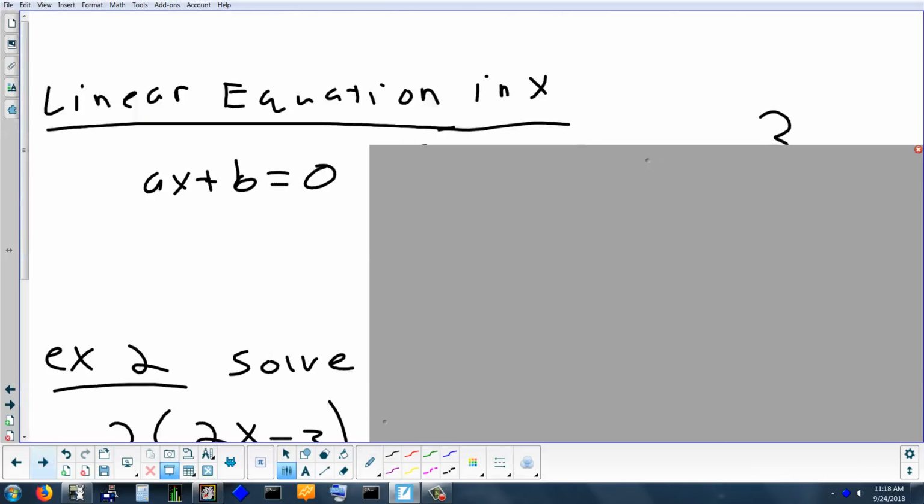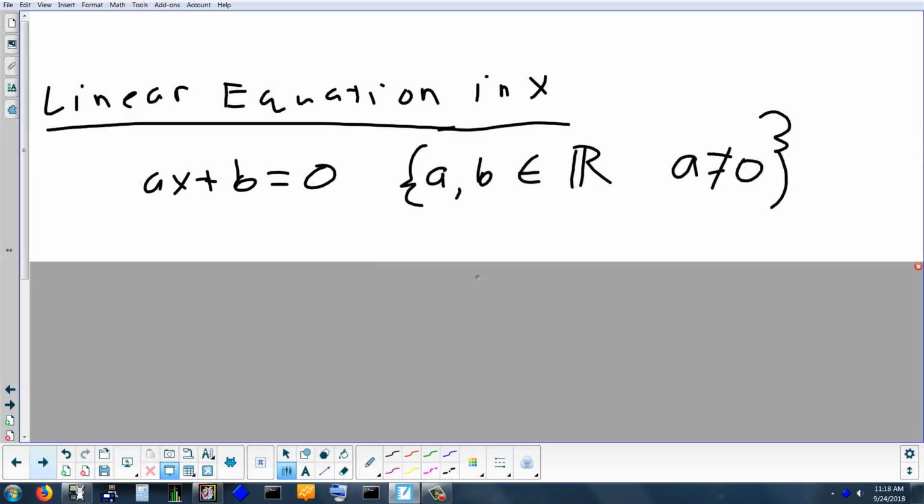All right, so linear equations, if you get it equal to 0, would have this form: ax plus b. Sometimes you see it in Algebra 1 as y equals mx plus b. That's the same. So ax plus b equals 0. A and b can be any real number you want. That's what that's saying. A and b are elements of the real numbers, except a can't be 0. What would happen if you made a 0? Oh, Jared? It would just be b equals 0. Yeah, you'd wipe this right out.